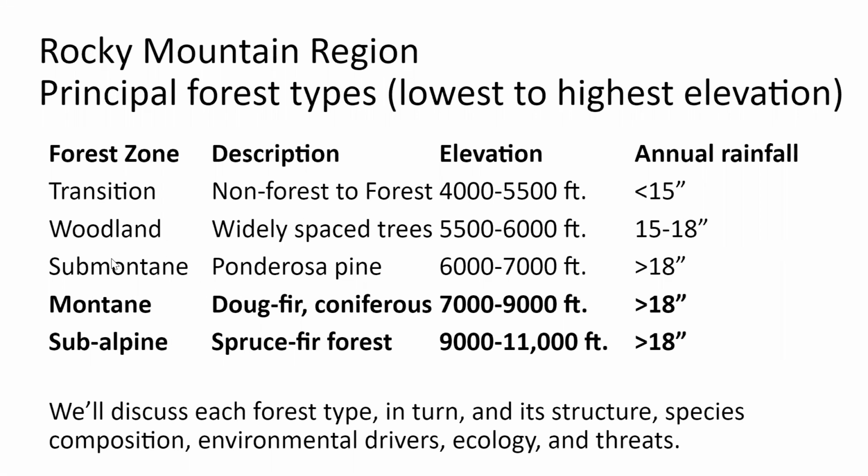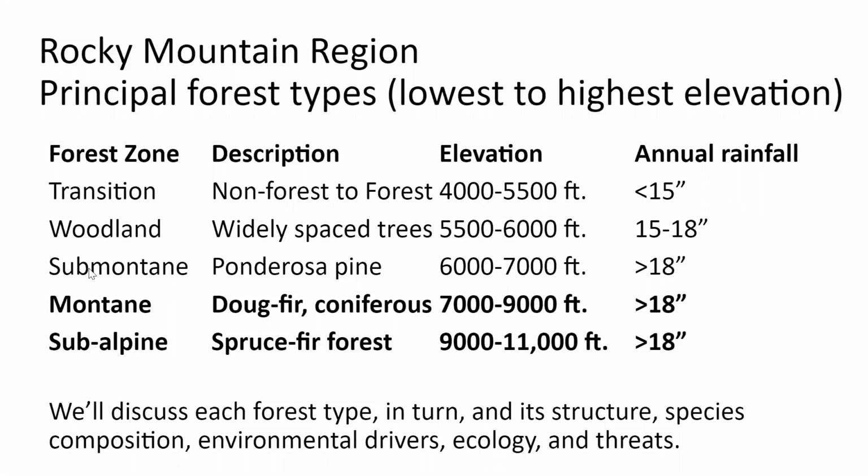First, we talked about these types already, right? A transition from basically non-forest to woodland at the lower elevations, the driest areas where there's not enough rainfall for trees. And then that woodland, which is the pinyon pine juniper forest type with widely spaced trees, rainfall 15 to 18 inches, right in that woodland zone that we would expect with scattered trees, but not closed canopies.